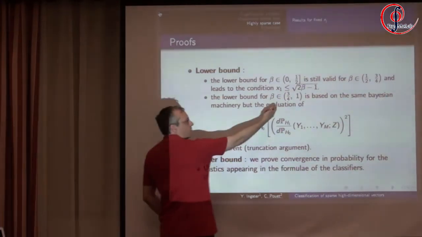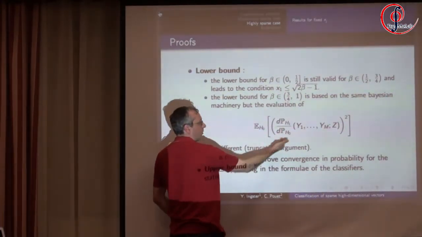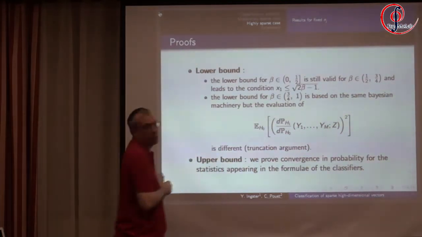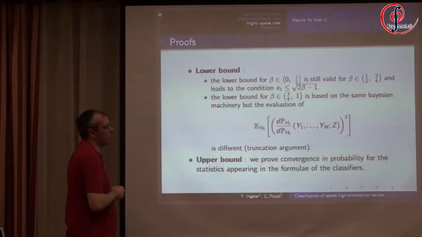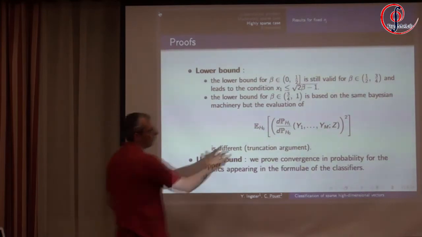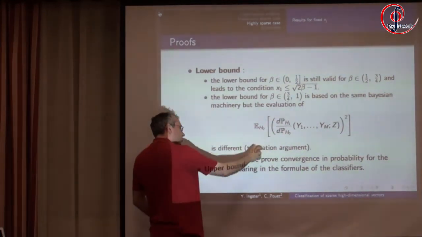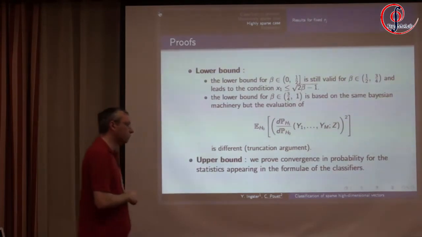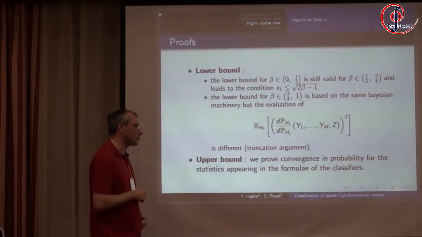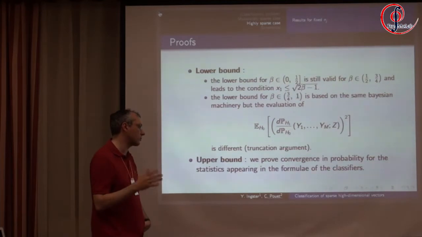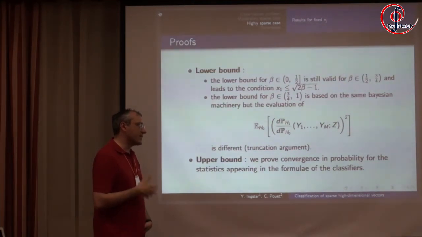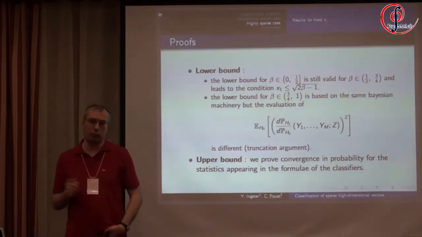And when beta is between 3/4 and 1, then we have to do one more time this Basel machinery in order to evaluate this quantity, and we have to make some prolongation. And for the upper bound, it's as usual. In fact, you just estimate the behavior in probability, that is to say the convergence in probability of your ratio.